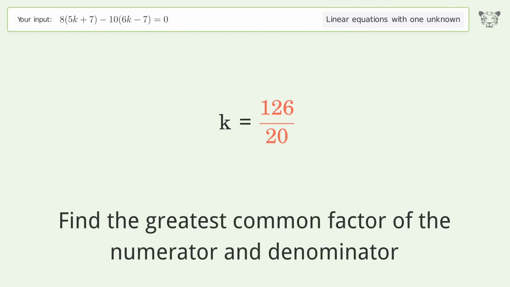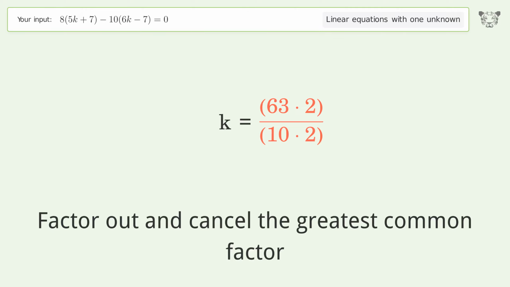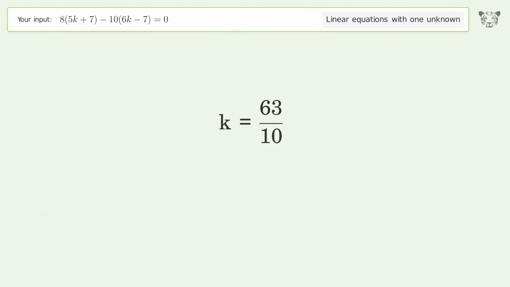Find the greatest common factor of the numerator and denominator. Factor out and cancel the greatest common factor. And so the final result is k equals 63/10.